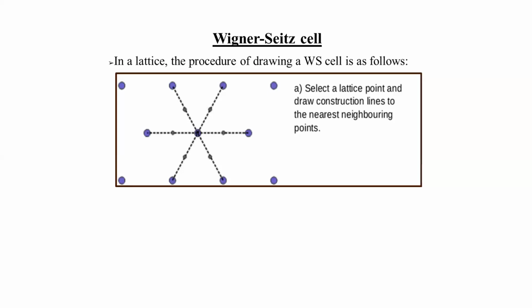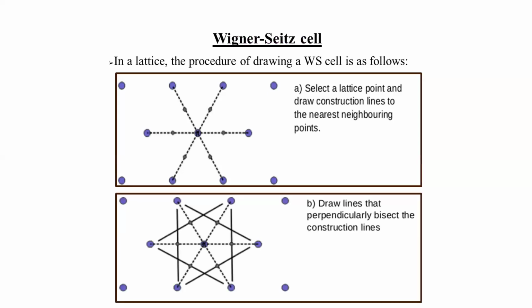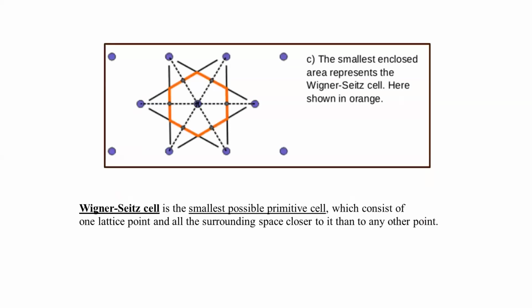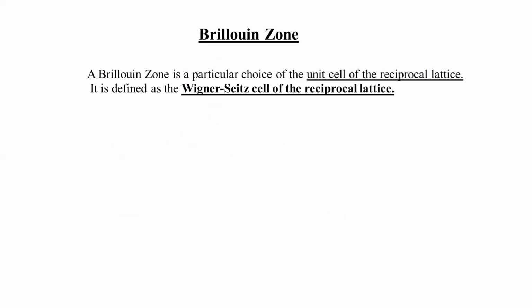What is a Wigner-Seitz cell? A Wigner-Seitz cell is a minimum cell, or we can refer to it as a primitive unit cell. I think all of you know density functional theory, so it is referred to as a primitive unit cell, which we consider to calculate the electronic band structure of any system. So a Wigner-Seitz cell is the smallest possible primitive unit cell. It can be created like this.